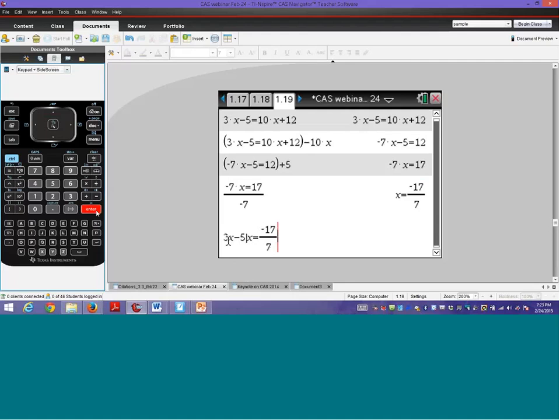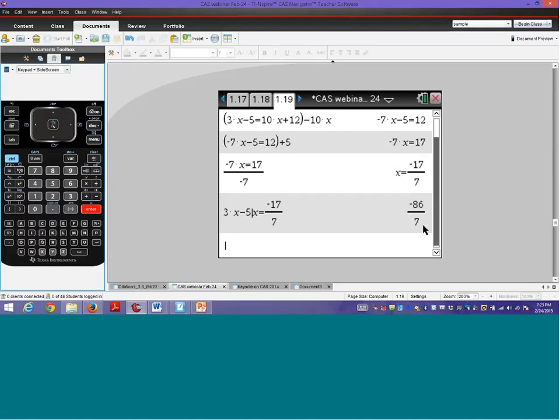So when I press it, it will do that. And I get negative 86/7. I'm going to go to the other side of the equation, which was 10x plus 12, and type that in. And I'm going to evaluate that such that x is equal to negative 17/7.